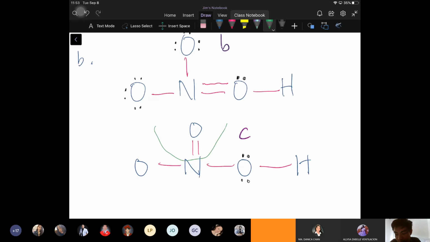Itong oxygen na to, ilang lone pairs yan? Two din. Because it already contains 4 electrons sa bonds. So kailangan niya pa ng dalawang lone pair or 4 electrons. And lastly, dito, may dalawa na doon. So, tatlong lone pairs yung kailangan niya or 6 na electrons. Bilangin natin kung sakto yung mga nagamit natin. 1, 2, 3, 4, 5, 6, 7.